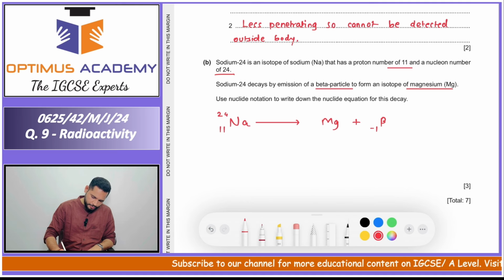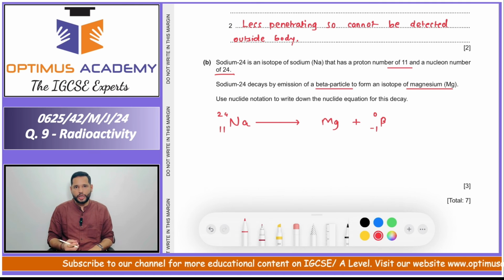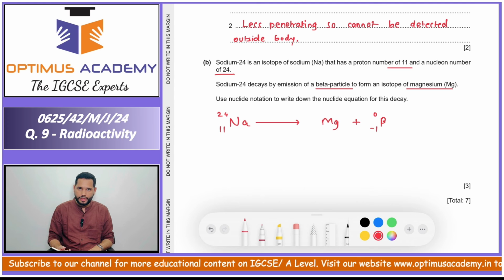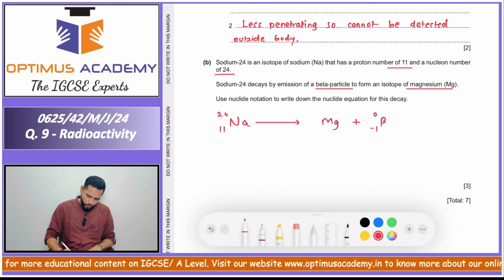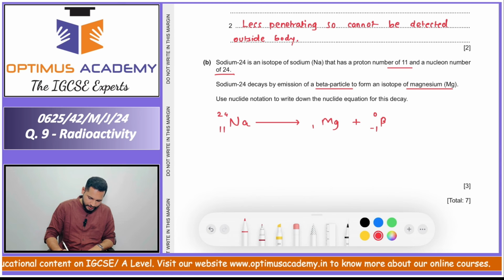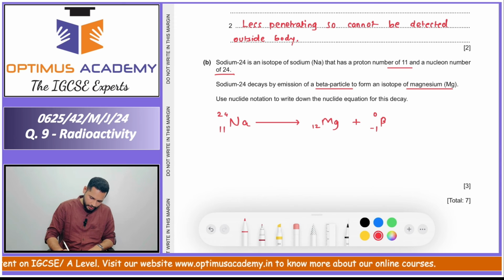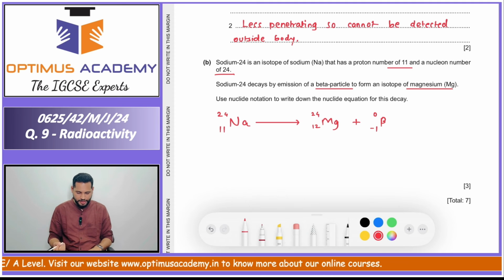Beta has charge -1 and mass 0. Whenever any radioactive sample releases beta, its atomic number increases by 1. So sodium has proton number 11, its proton number will increase by 1 and it will become 12, and there is no change in mass, so it remains 24, and that is our nuclide notation.